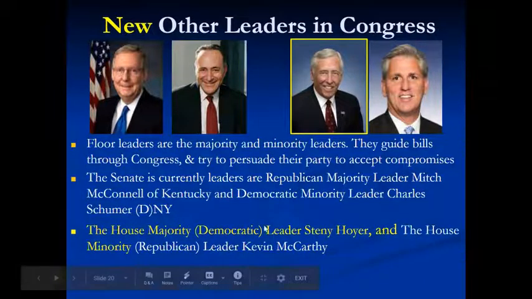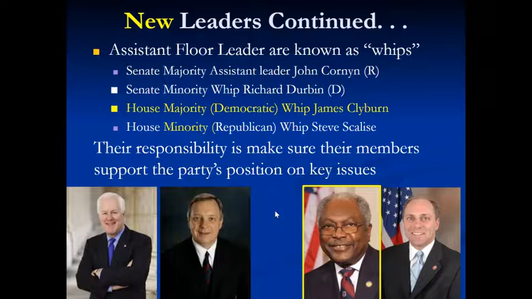These guys are so busy, they have to have help. So their help are called the whips. Now, all of these guys are called whips except for the majority Senate leader. His, John Carney, he is the Republican assistant majority leader. He doesn't call himself a whip, but basically the idea of the whip is they whip everybody into shape. Make sure all the members of the party are where they're supposed to be, and that they vote on key positions and key issues together as a body.